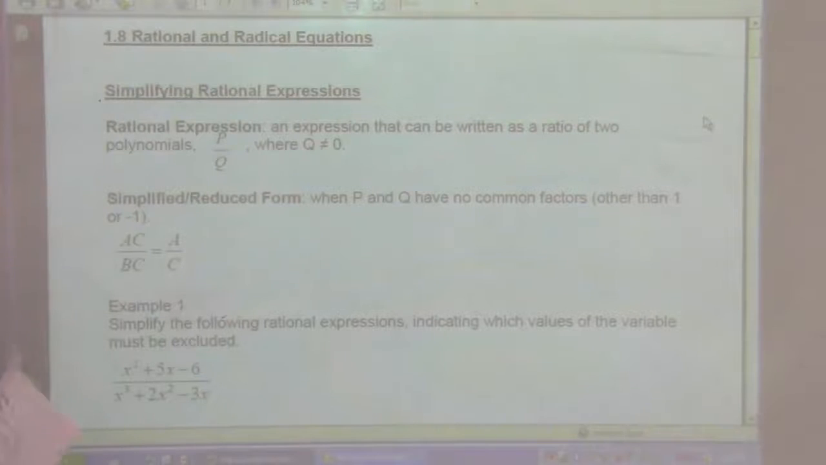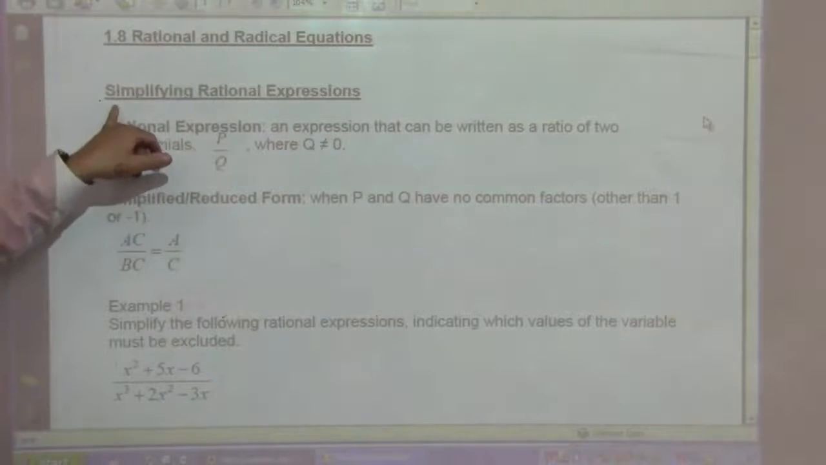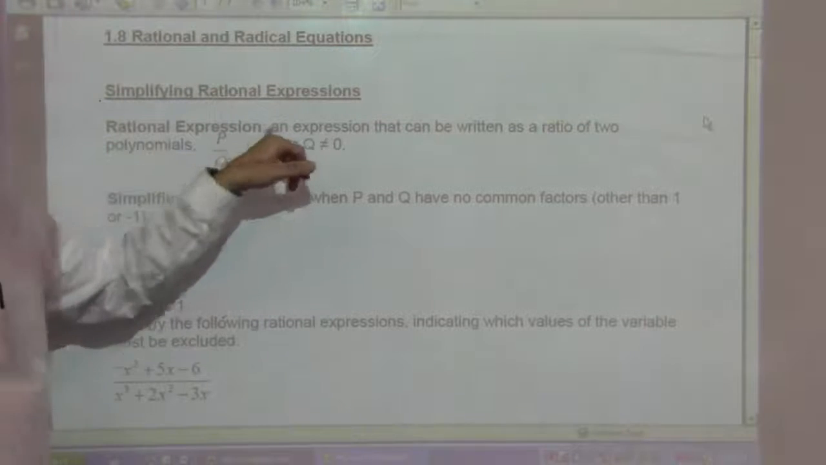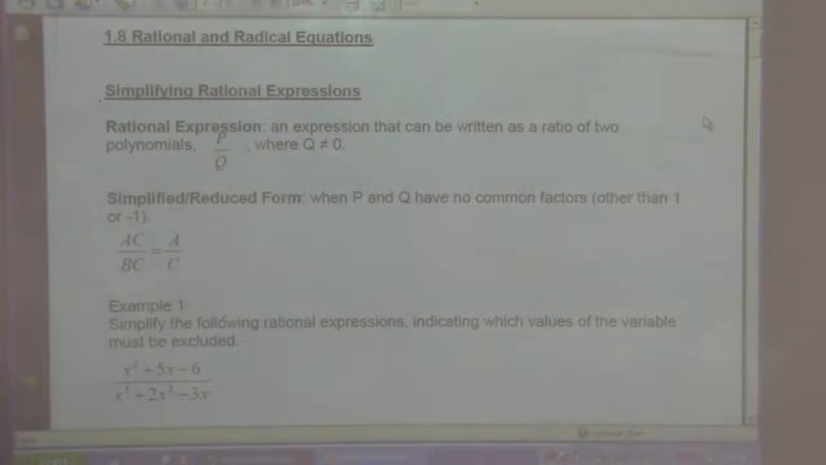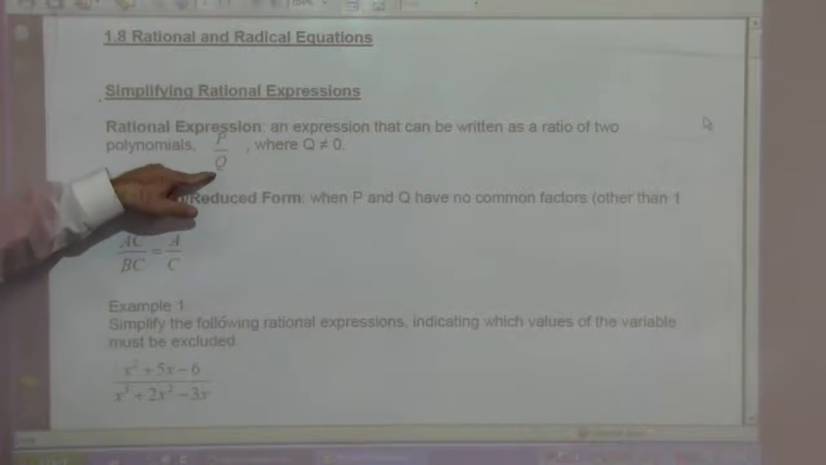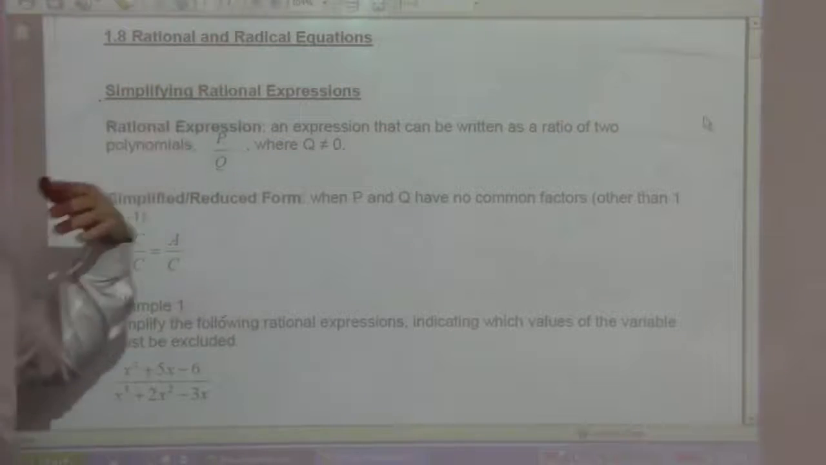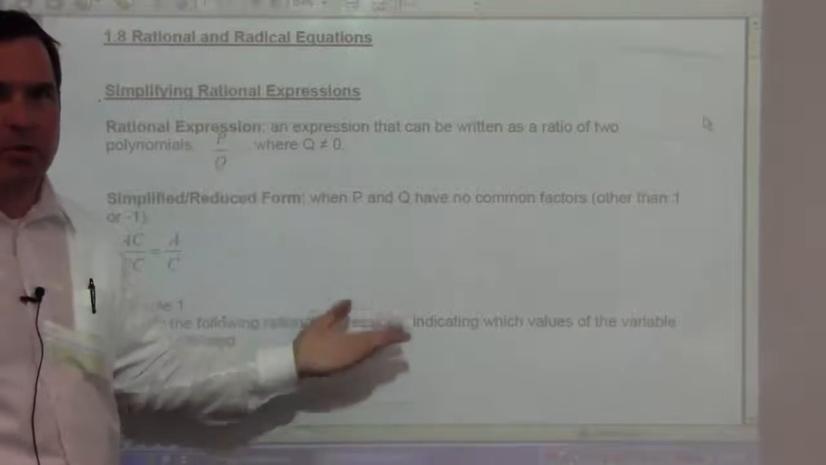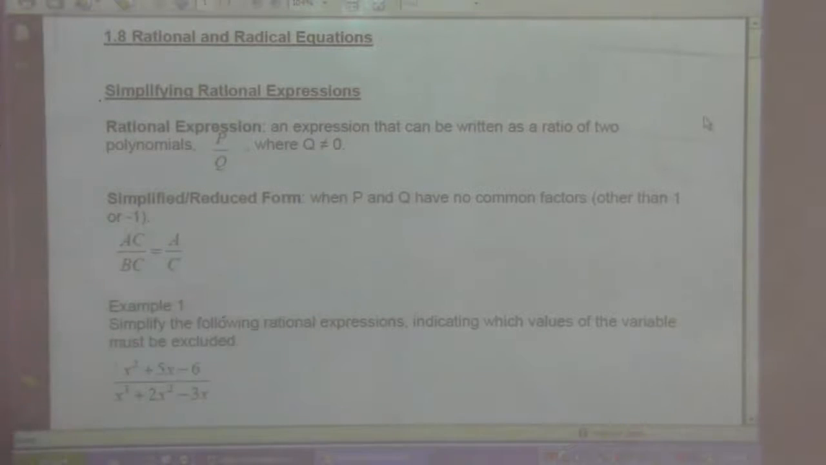Okay. Simplifying rational expressions. A rational expression, think of it as ratio, is an expression that can be written as a ratio of two polynomials, p over q. So basically a fraction. So rational number, ratio of two numbers, fraction.